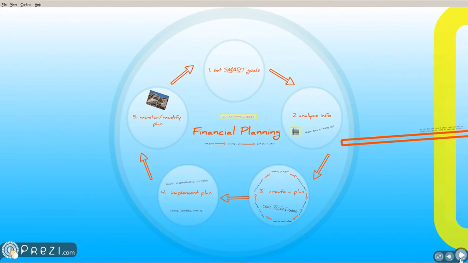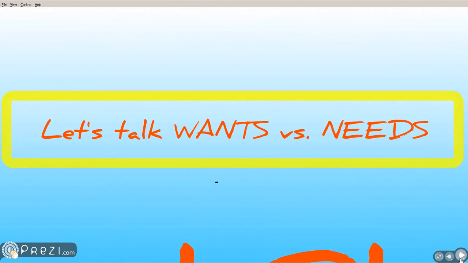Now, when we're going through the financial planning, there are these steps: setting SMART goals, analyzing the information, creating a plan from that information, implementing that plan, and then modifying that plan as you go along. Before we get into financial planning, we're going to take a minute to explain to them the difference between wants versus needs, and how sometimes we need to set aside some of those wants for our more important needs, and just learning to deal with that.